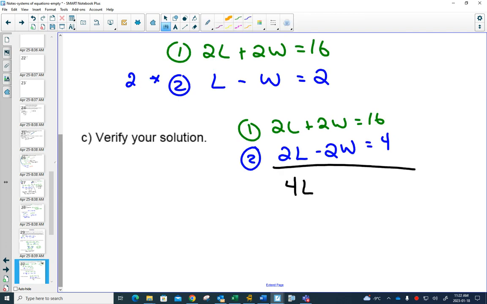2L plus 2L is 4L. 2W minus 2W is 0. 16 plus 4 is 20. Divide both sides by 4. I would get L equals 5. W equals 3. And of course, you'd have to plug things in to verify. Can you do it as mental math though right now? Do both equations work with 5 and 3? Yes, they do.